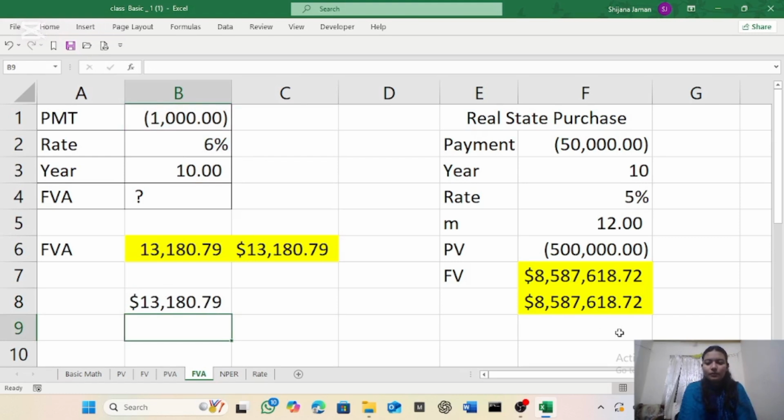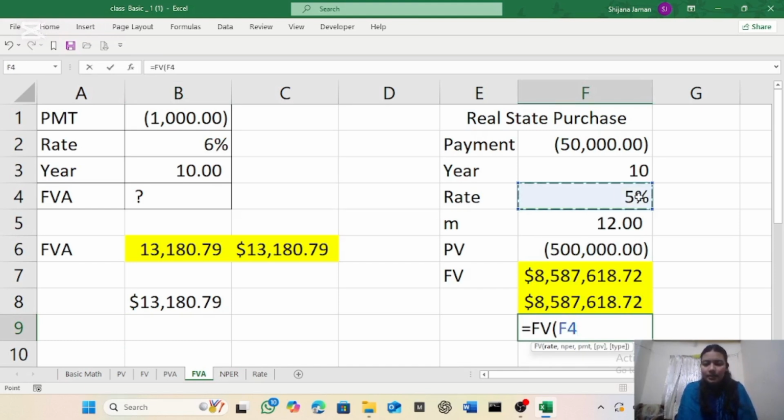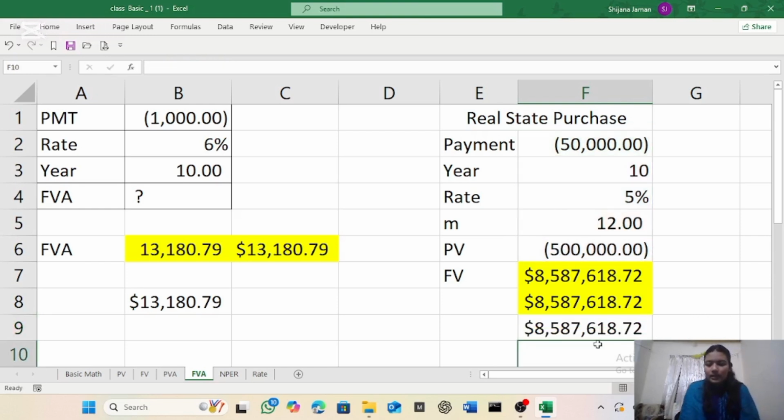Now real estate purchase. For real estate purchase, future value annuity, equal FV formula, rate, here rate is 5%, and you can see here month is also included, that's why we divided rate by month, comma, NPER means year into month, comma, payment is 50,000, comma, present value, yes there is also present value and it has a minus figure, comma, type would be 0, end of the year, bracket close, enter. Yes, this is our real estate purchase future value annuity.